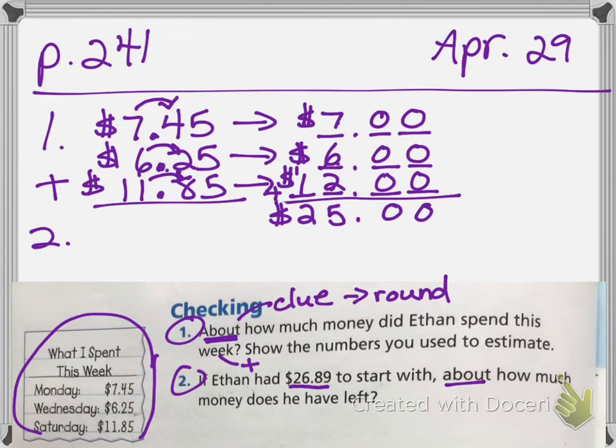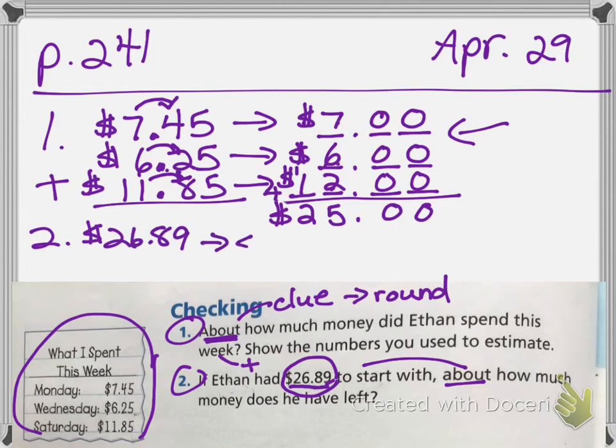So we have to think about a bunch of things. Number 1, we have to think about this number. Are we supposed to use this exact number? No, we are supposed to round this number. So since we rounded the other numbers to dollars, let's round this number to dollars as well. So $26.89, let's round that.